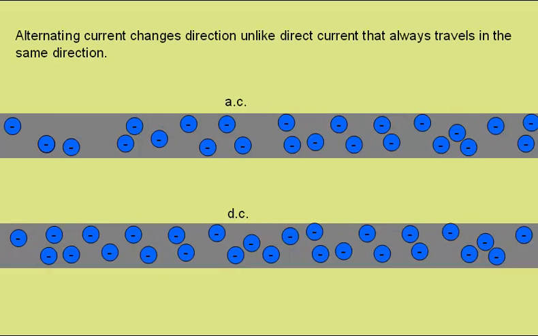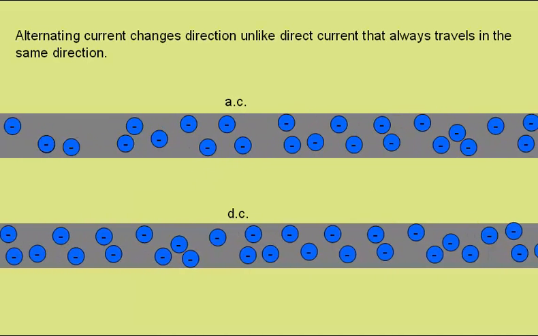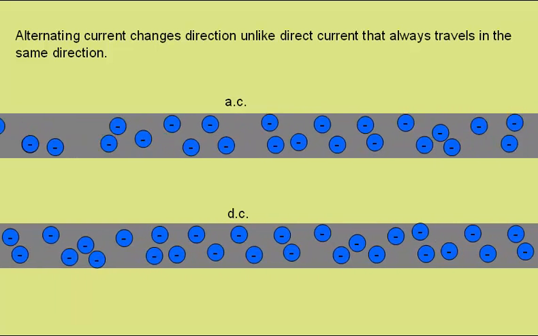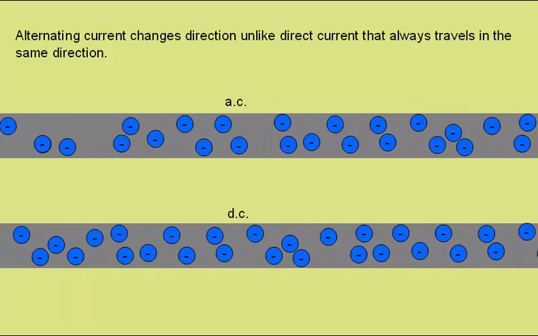Alternating current. Alternating current, or AC, changes direction, unlike direct current, or DC, that always travels in the same direction.